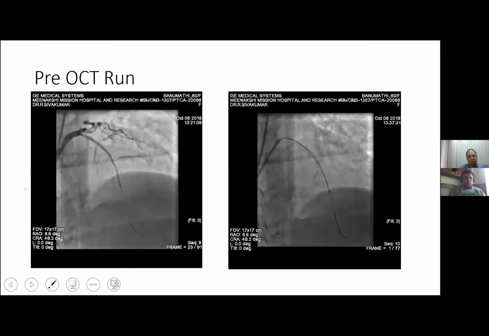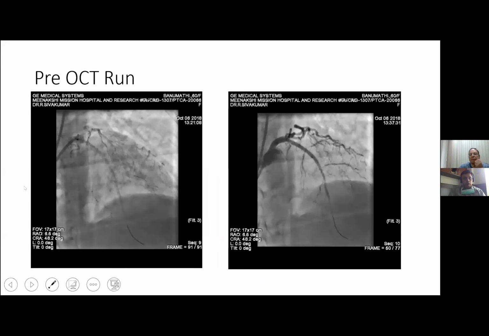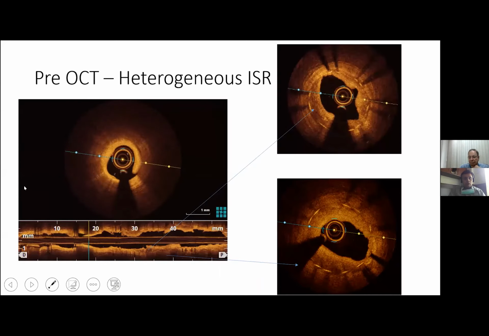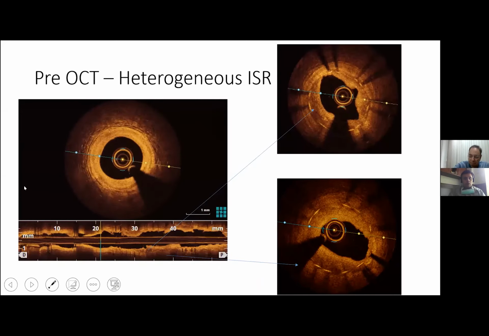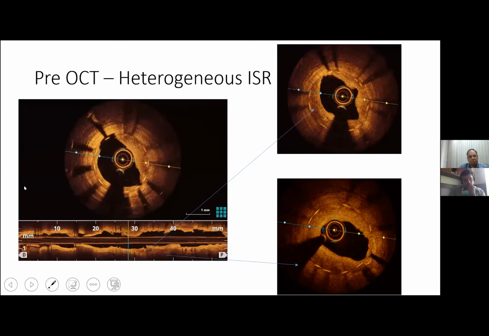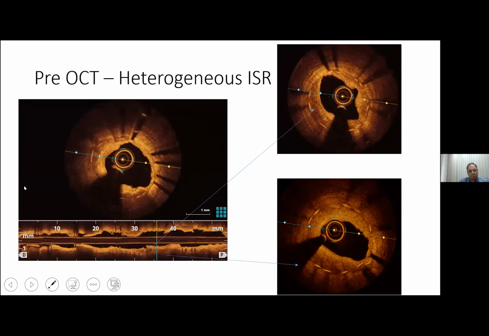The pre-OCT run showed, of course, in ISR we always do good preparation. It not only confirms the tissue diagnosis, it also tells you what pattern you are dealing with. Unlike the previous pattern, you can see the optical property here is not uniform. There are areas of optical lucency.